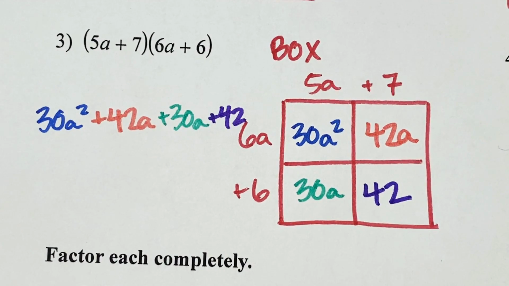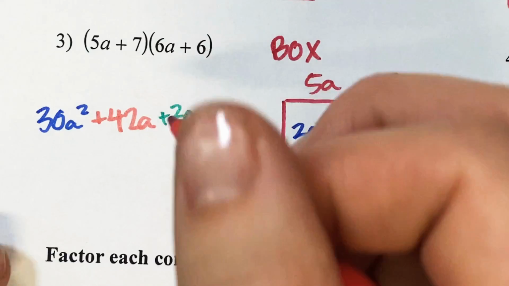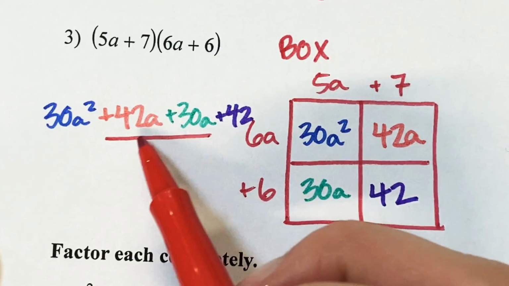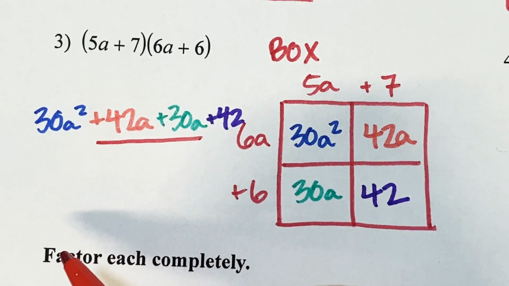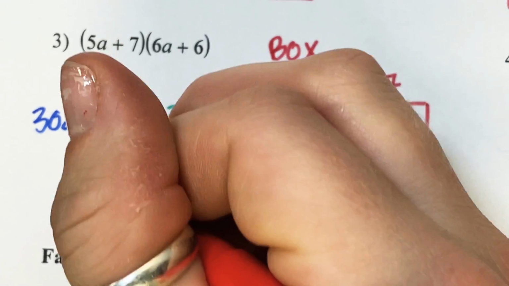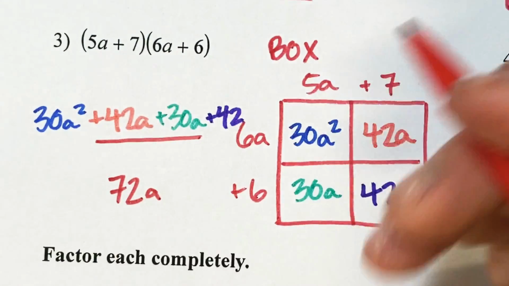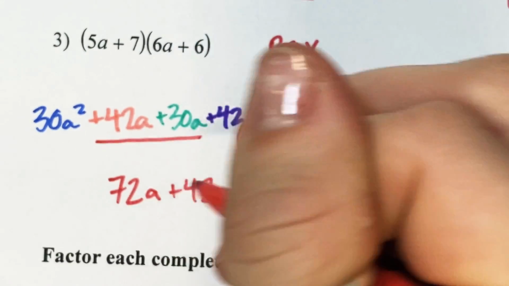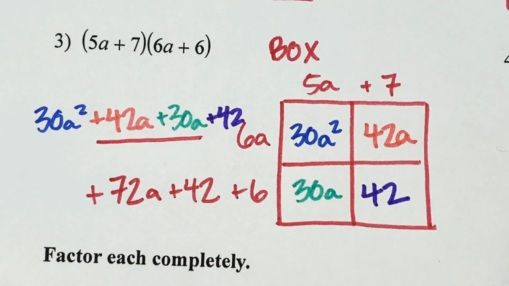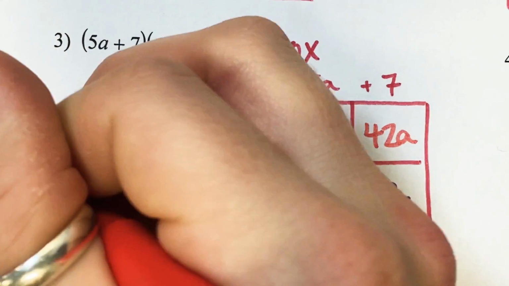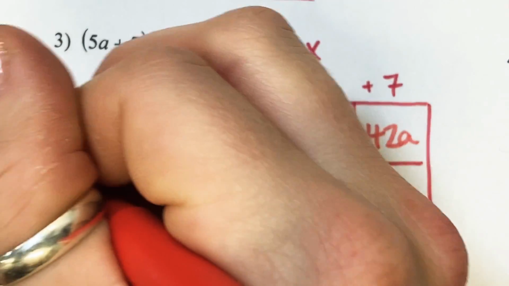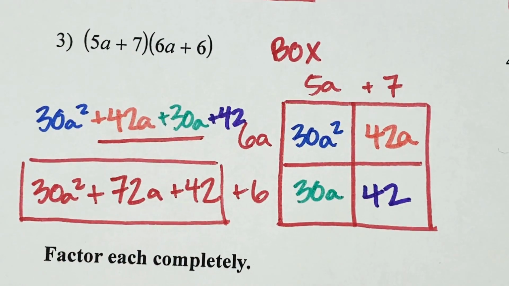Okay, so I wrote them out. Now I just need to combine the ones in the middle, because again, they're the ones with only 1a. Okay, so what is 42 plus 30? We have 72a. Okay, plus 42 on the end, that's a positive, so put your sign in front of it, and 30a squared in the front. And there is our answer.